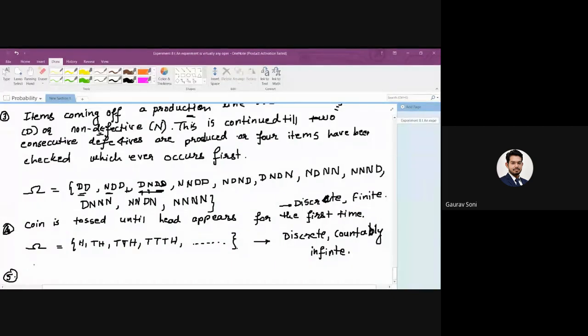Life of an electric bulb produced by a company.